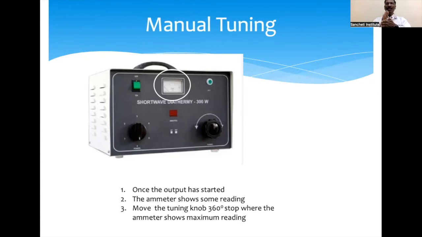Once the output is on, you try to move the tuning 360 degrees and you stop at the place where the ammeter shows maximum reading. At that time, you say that the machine is tuned. If you are not able to tune the machine, that means if the output is not increasing at any point, there is something wrong with the machine. For every apparatus, when you move it 360 degrees, there is one point at which the machine shows maximum output.